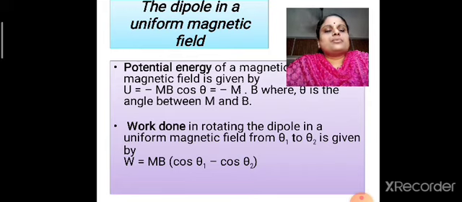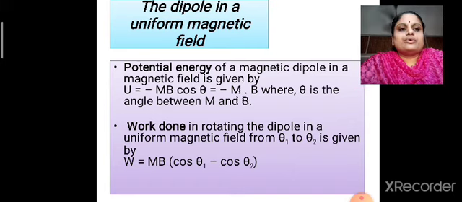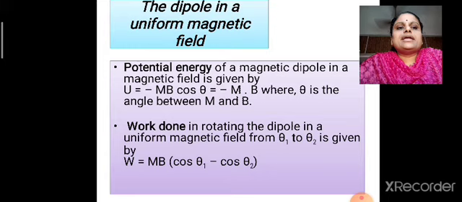Now that the dipole is kept in a region of uniform magnetic field, and since it is rotating, it tends to have a potential energy. So, the potential energy of a magnetic dipole in a region of magnetic field is given by U is equivalent to minus mB cos theta or minus m dot B. Here, theta is the angle between magnetic moment M and magnetic field B.